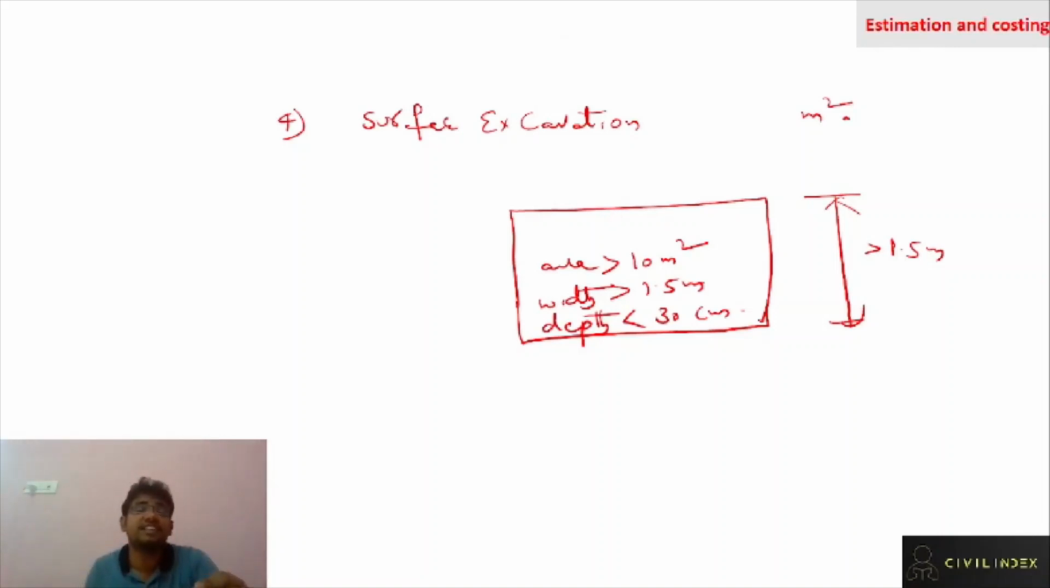What is surface excavation? If the area of the excavation is greater than 10 square meters, if the width is greater than 1.5 meters, and if the depth of the excavation is less than 30 centimeters, that is considered surface excavation. Is it clear, guys? What is surface excavation? Please mention in the comment box. Is it clear?